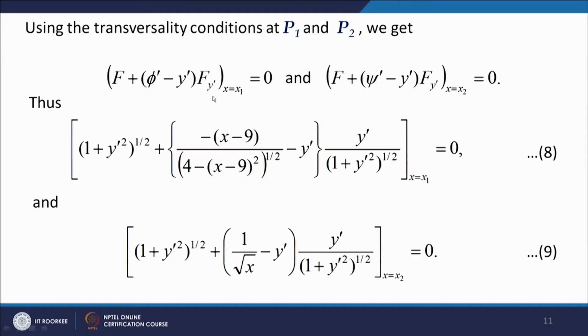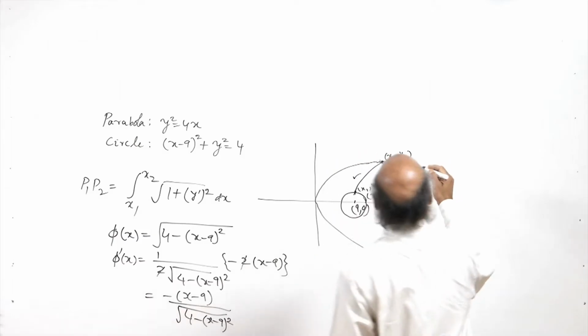f_y' is the partial derivative of f, which is under root (1 + y'^2), with respect to y'. So it is y' over (1 + y'^2)^(1/2). It is at x = x1 equal to 0, and similarly let us write the transversality condition at the point P2. So we have f = (1 + y'^2)^(1/2) plus psi'(x) for this curve.